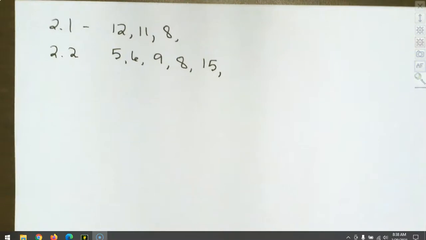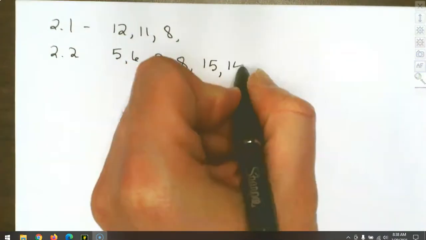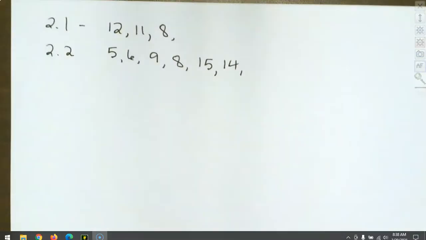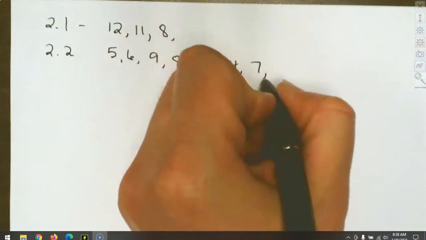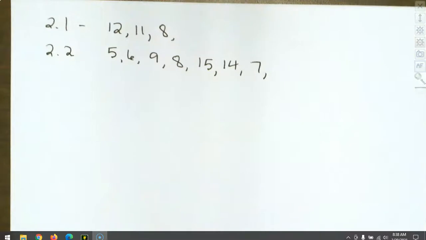Okay, so which ones out of 2.3? Now we didn't get through them all. But which ones from 7, 14, and the back page would you like me to go over with you? 14. Sure, 14. Okay. 7. Okay, question 7. Sure. What about the back page? Are there any of those that you'd like me to go over with you?